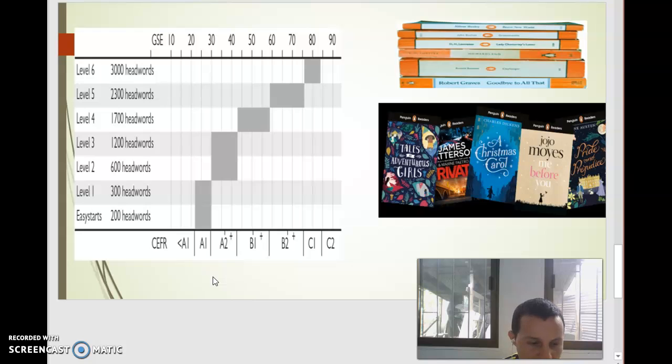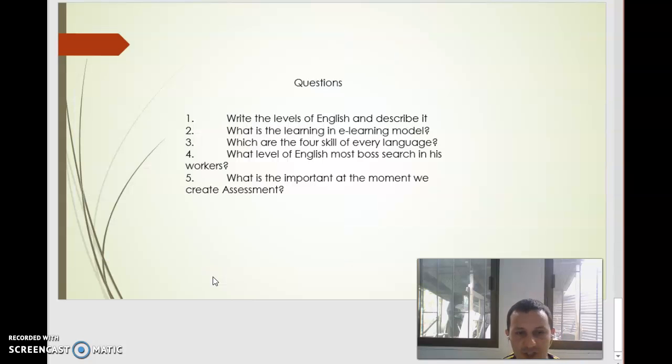Okay, we continue with the questions. The first question: write the level of English and describe it. Second question: what is the learning in the e-learning model? Which are the four skills of every language? What level of English must one reach in his working life? What is important at the moment of creating an assignment?